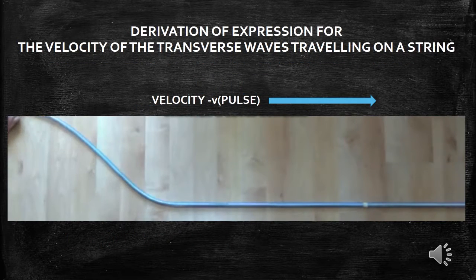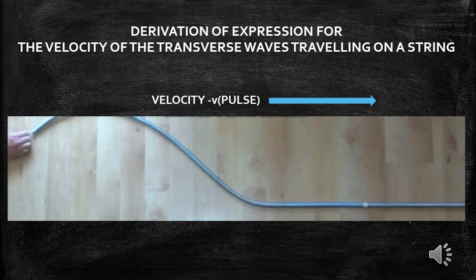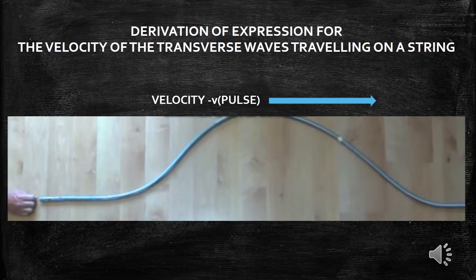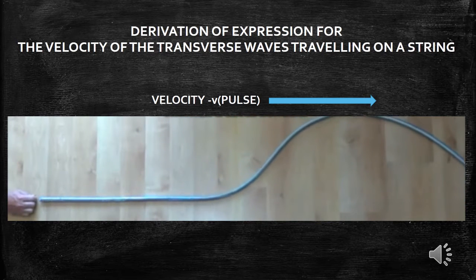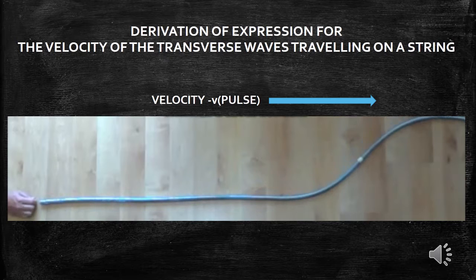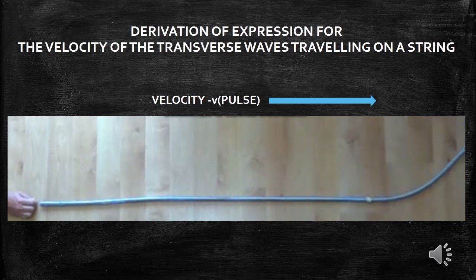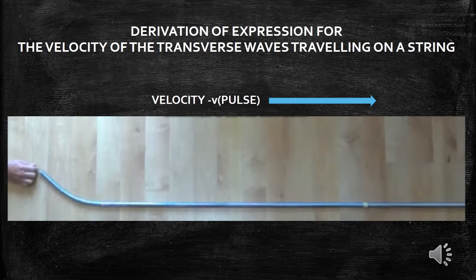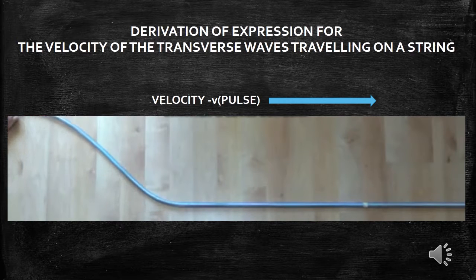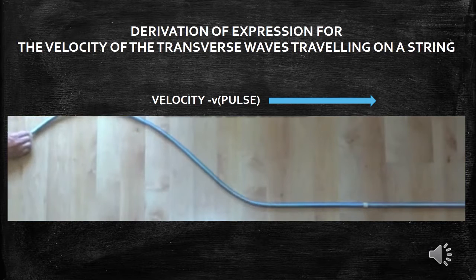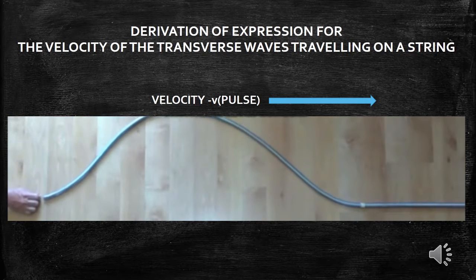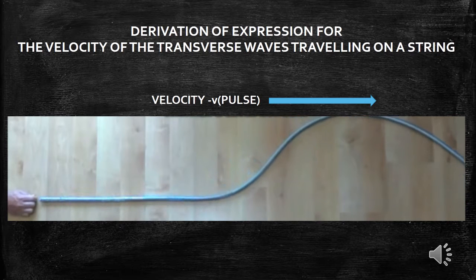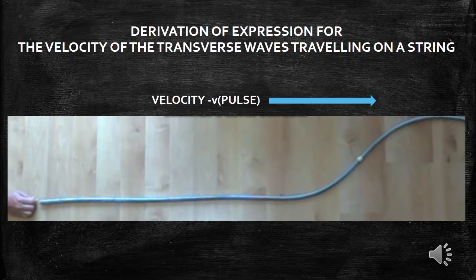In this presentation, we are going to derive the expression for velocity of the transverse waves traveling on a string. Just observe the animation. A jerk is given to one end of the rope and the wave pulse moves from left side to right side. The movement of the pulse itself shows that the wave travels from one end to another end. When a wave travels from one end to another end, its velocity v can be calculated by the following steps.